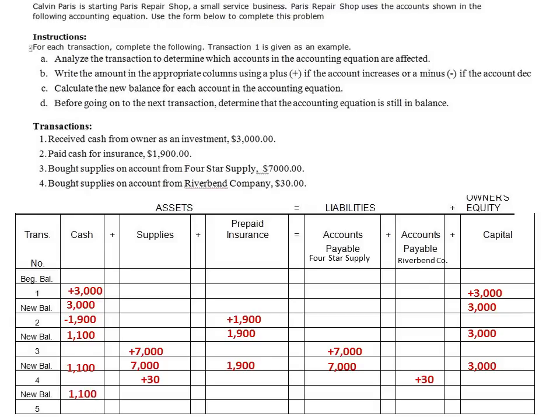Okay? And if we do our new balance, our cash balance is $1,100. Our supplies is $7,030. Our prepaid insurance is $1,900. Our accounts payable 4-Star Supply is $7,000. Accounts payable Riverbend is $30, and our capital is $3,000. As you can see here, it's pretty simple, straightforward. Our assets equal our liabilities plus owner's equity and our accounting equation balances.